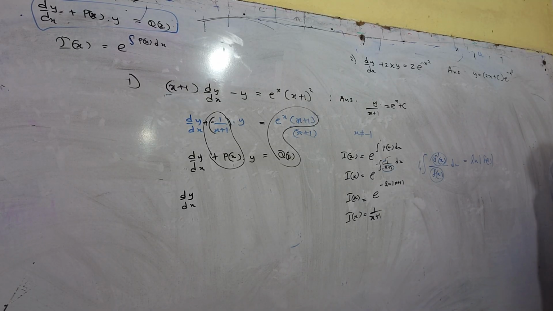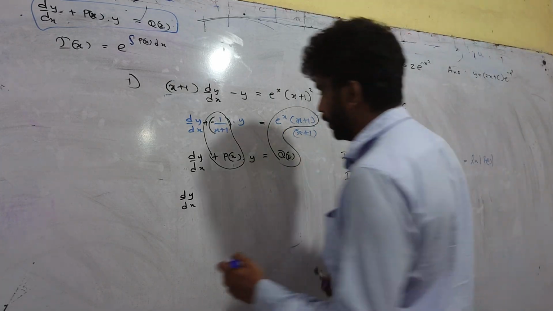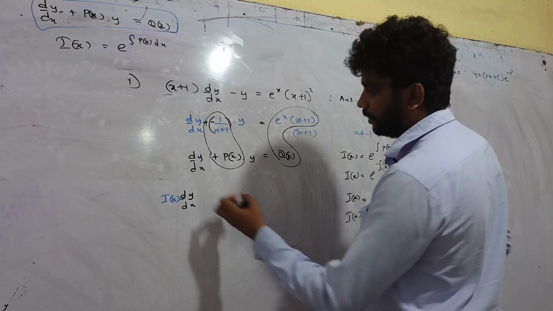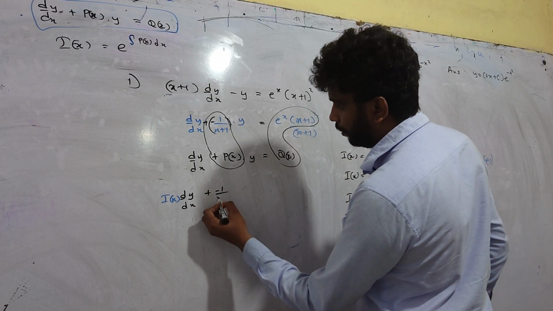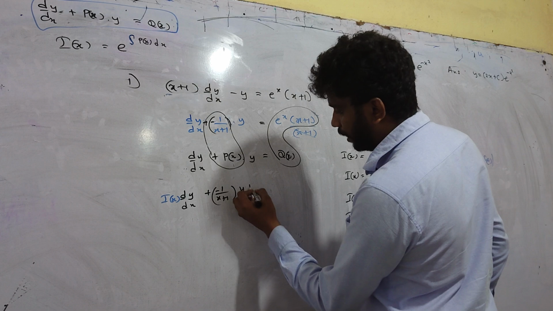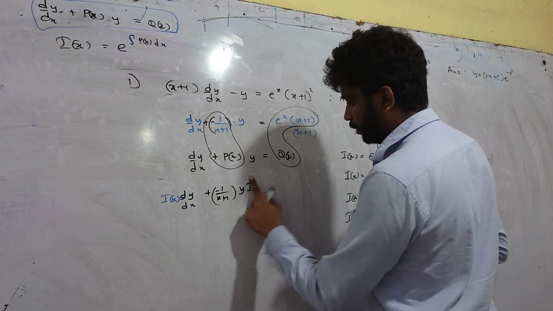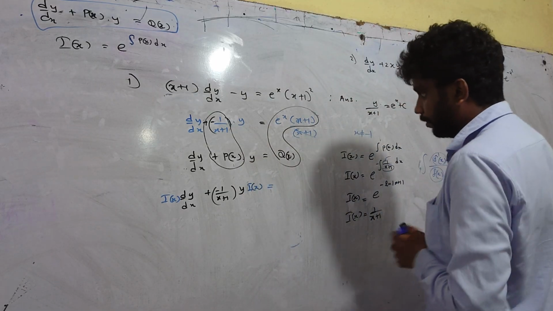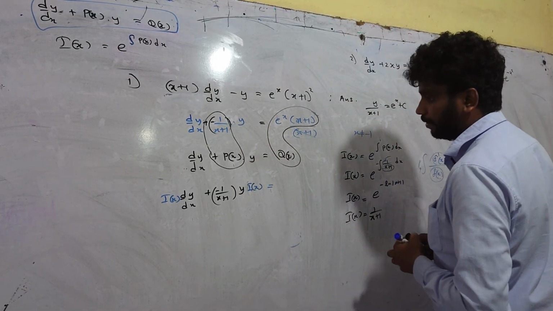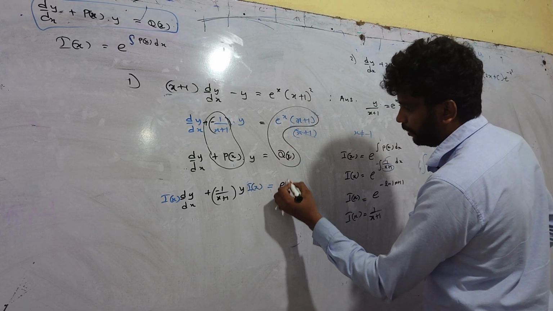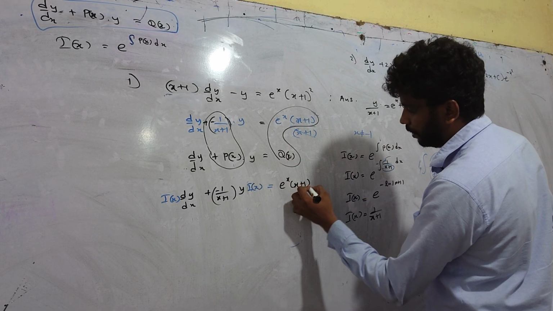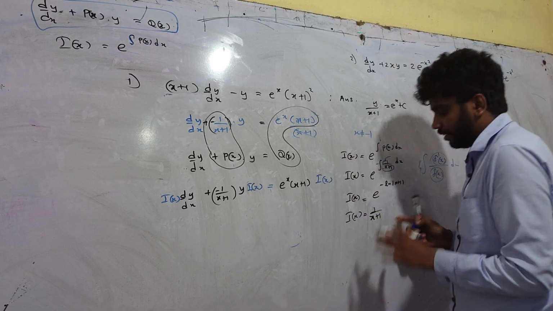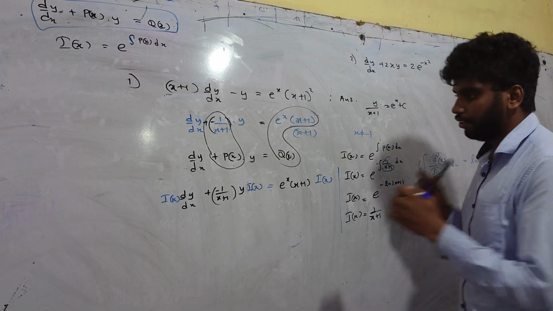Finished. After that, we can multiply both sides by the integration factor, right? This is minus 1 over x plus 1 into y. I'm going to multiply both sides by the integration factor. I don't need to write it down, but I know that is the integration factor. Then your right hand side is q of x, which is e to the power x into x plus 1, and when you multiply this side by I of x, you know the I of x, the integration factor.